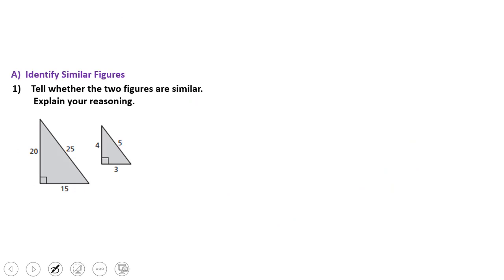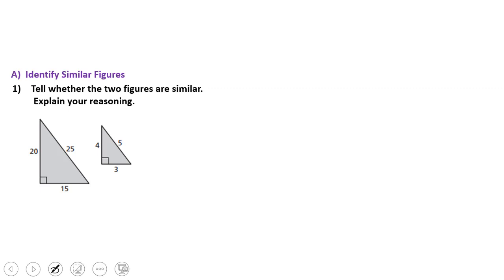Identifying similar figures, using what we just learned and the formal definition of similar figures. One, same shape: we're going to assume these are the same shape. They look pretty much the same to me. Two corresponding angles congruent. Well, corresponding angles might be congruent.